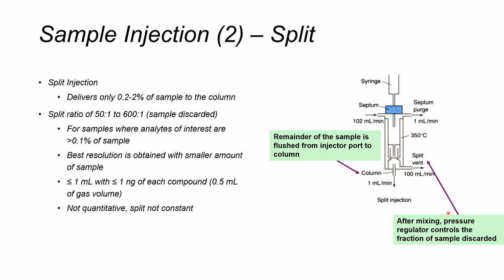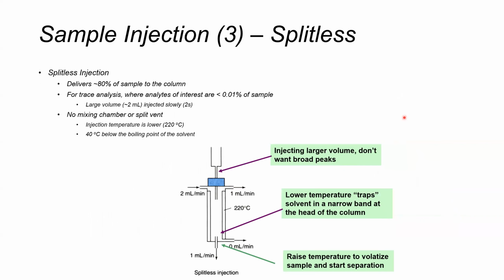After mixing, a pressure regulator controls the fraction of sample discarded. Basically we change the pressure in here, and because the split vent is open, it's easier for the sample to pass out that way than it is to pass into the column. This means that more of our sample is vented than goes into the column, but by changing the pressure in here, that will also control how much of it is actually vented.